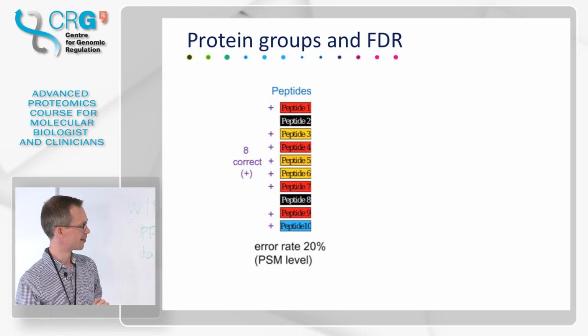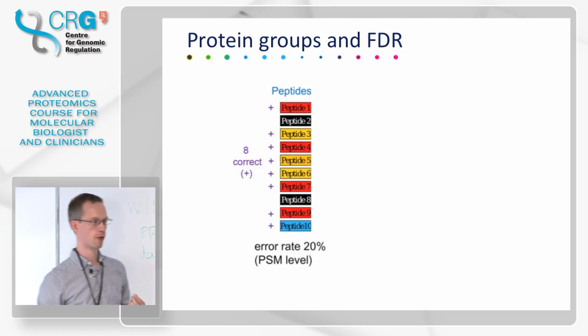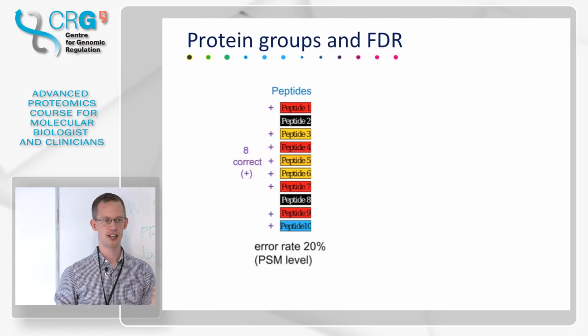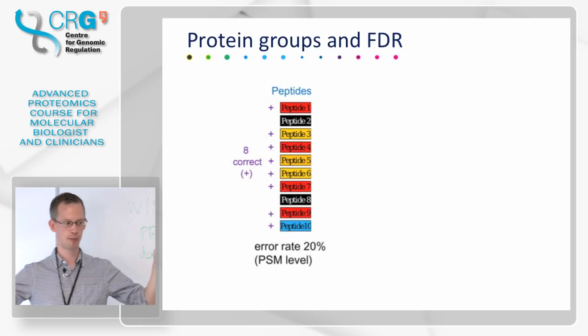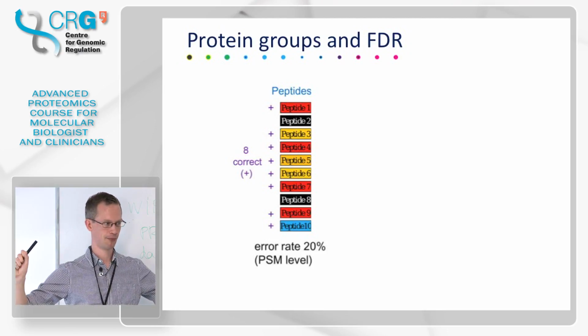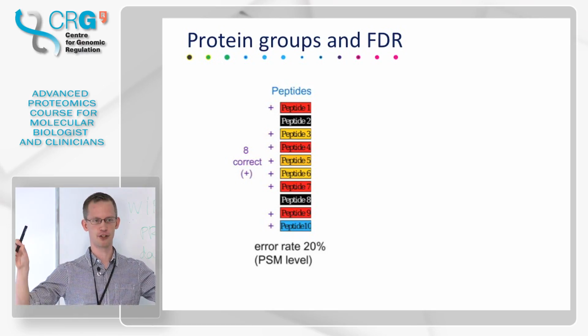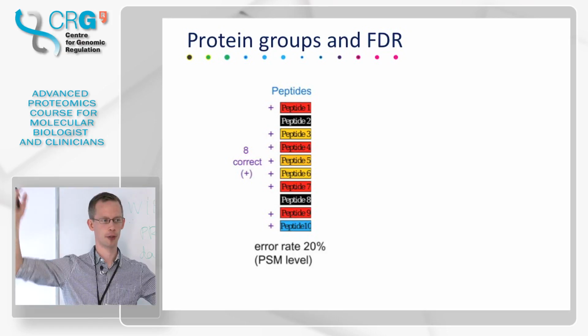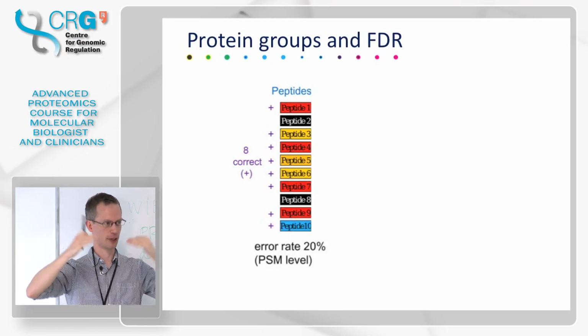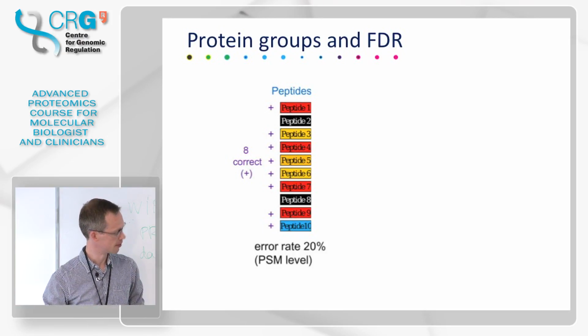So PSM is short for peptide spectrum match. This is essentially the link between a peptide and a spectrum. That's a commonly used peptide spectrum match. That's essentially the best match for a peptide. You've made some cutoff and say, okay, this is actually an identification. And now we do our protein grouping based on this. We know two of them are wrong, so peptide 2 here and peptide 8.